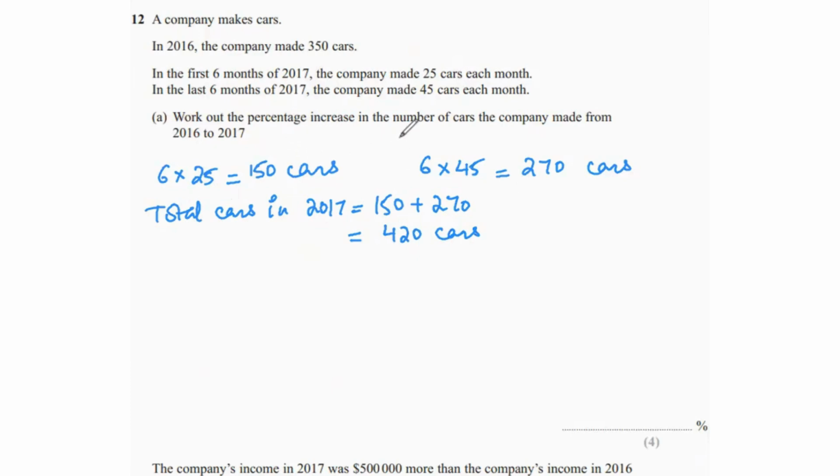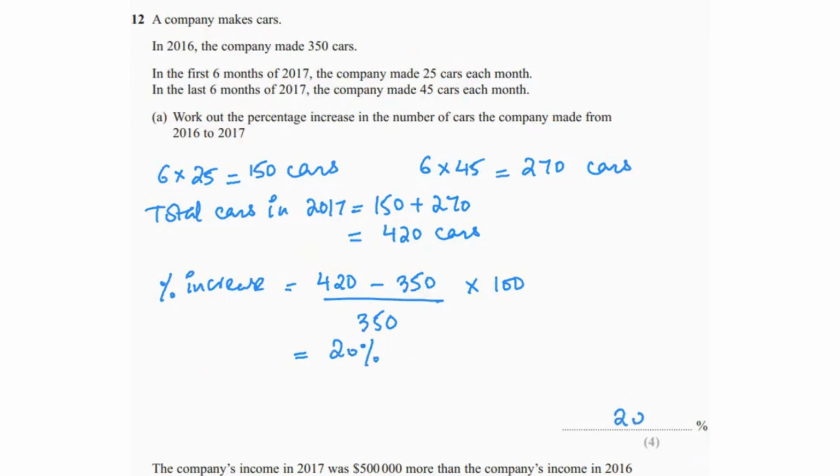Now, for the percentage increase in the number of cars the company made from 2016 to 2017, that's going to be 420, which is the new value, minus the old value, which is 350, and then divided by the old value, and you times the fraction by 100. That gives us 20%. That is the percentage increase in the number of cars the company made from 2016 to 2017.